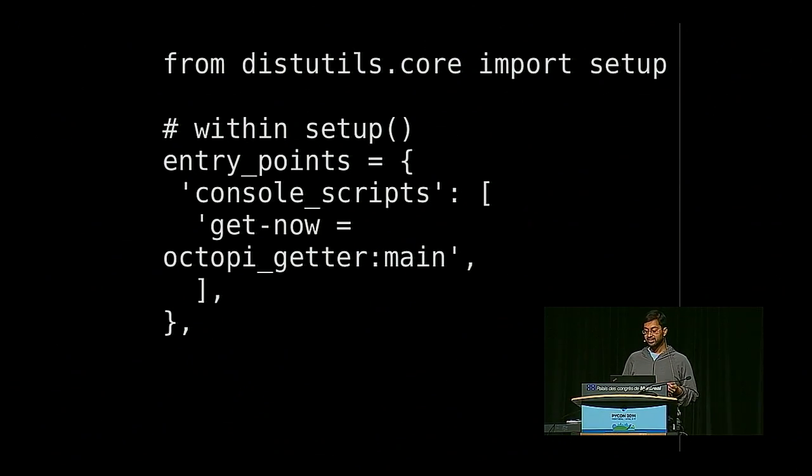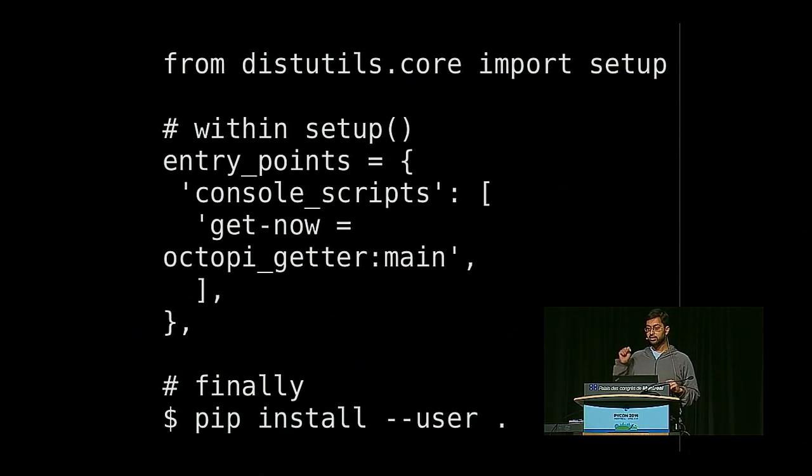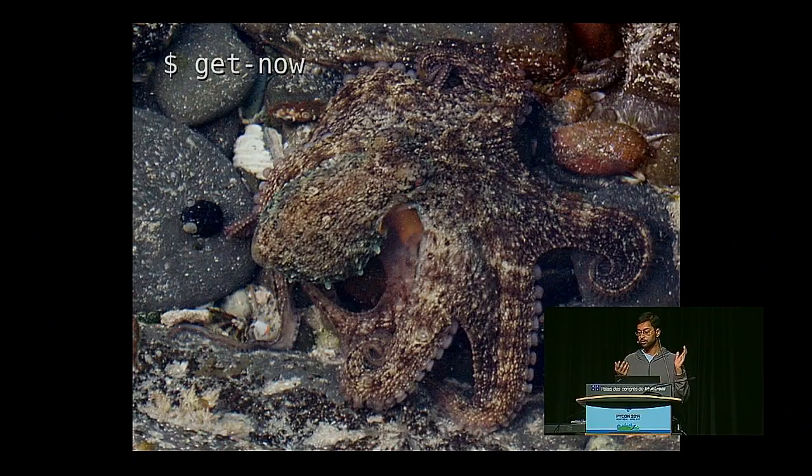So once you've done that, you can run pip install --user dot, which means whatever directory I'm in, find a setup.py file there, and execute it. And that will put the getNow program into your path. So you might run it this way, and I'll just show you an octopus here for good measure.